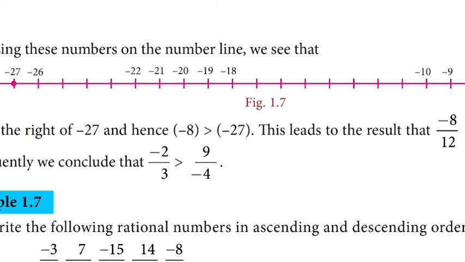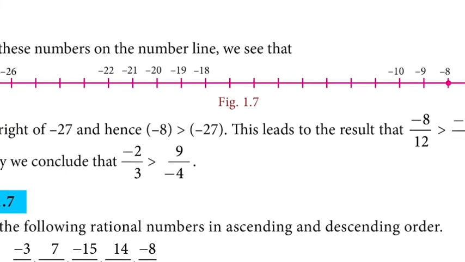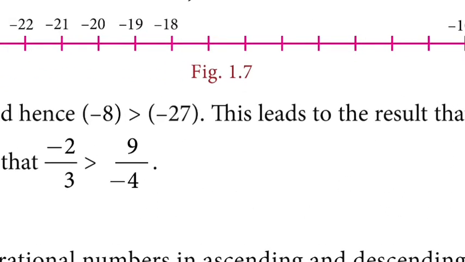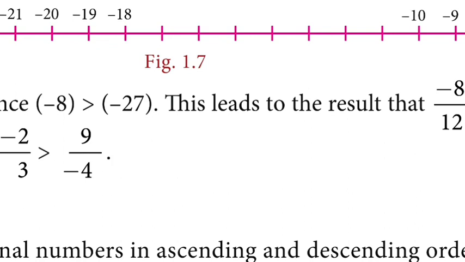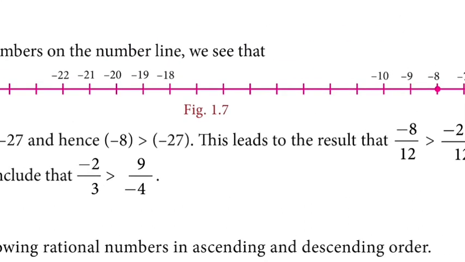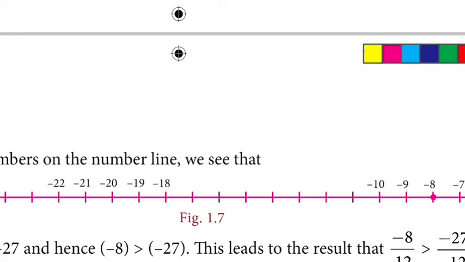So therefore minus 8 by 12, the original number minus 2 by 3, is greater than minus 9 by 4, the given number 9 by minus 4. So minus 2 by 3 is greater than 9 by minus 4.